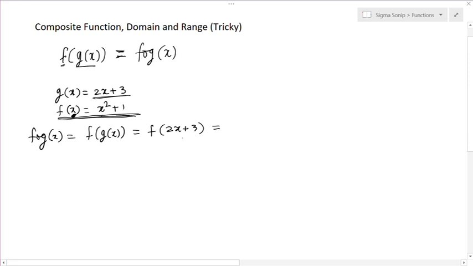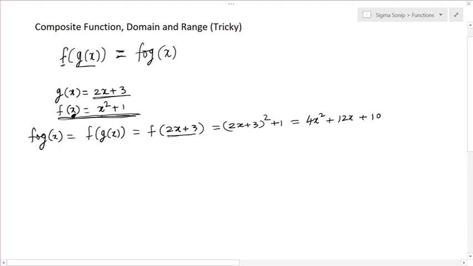So we do the same thing here. We are giving 2x plus 3 to the function f. This function will square this thing and then add 1 to it. So this will be (2x plus 3) squared plus 1, and you can simplify that. That is 4x squared plus 4 times 3, 12x, plus 9 and 1, 10.